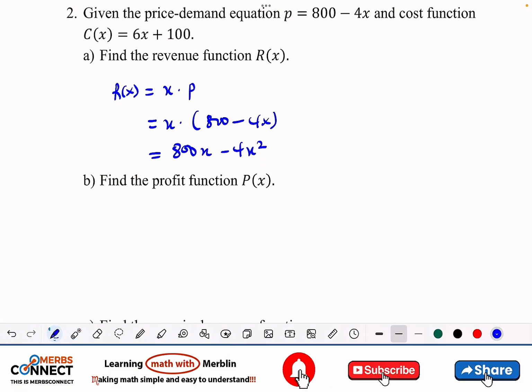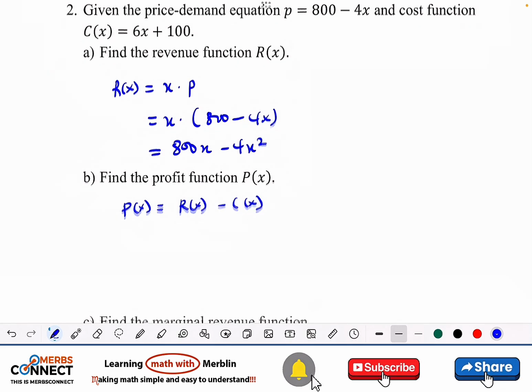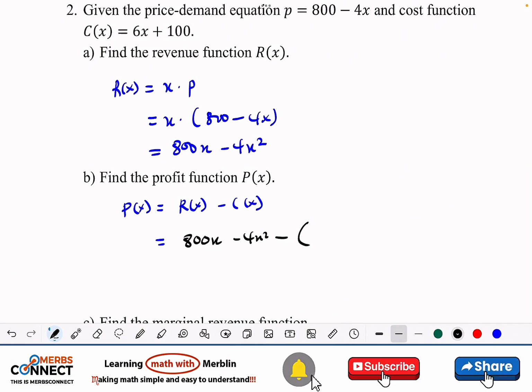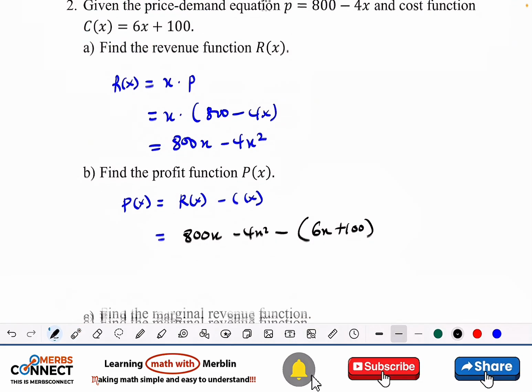Now let's look at the profit. So we've been doing this, I think, quite often. So you should be able to remember the formulas. So profit is revenue minus cost. So what is the revenue? Revenue is what we just found here. So this is going to give us 800x minus 4x squared minus cost. Cost is given. So we are going to have 6x plus 100.